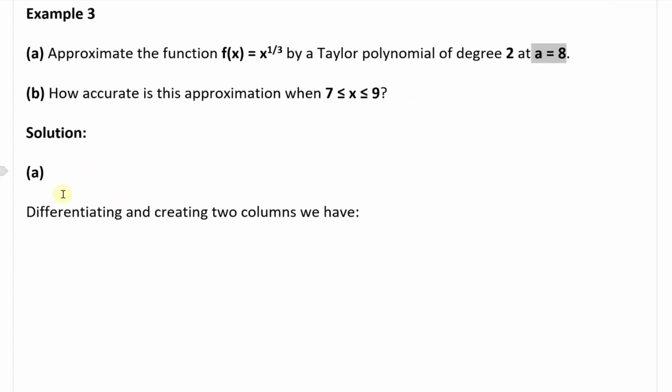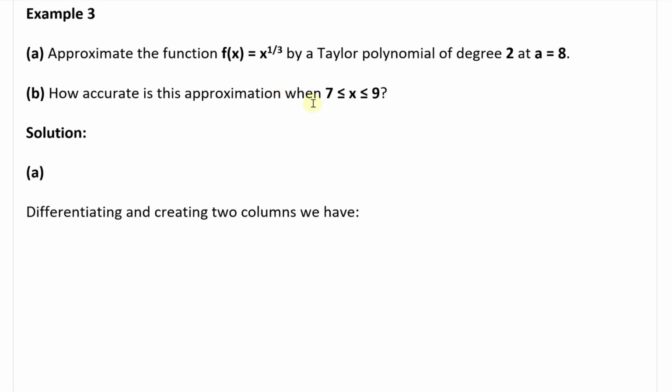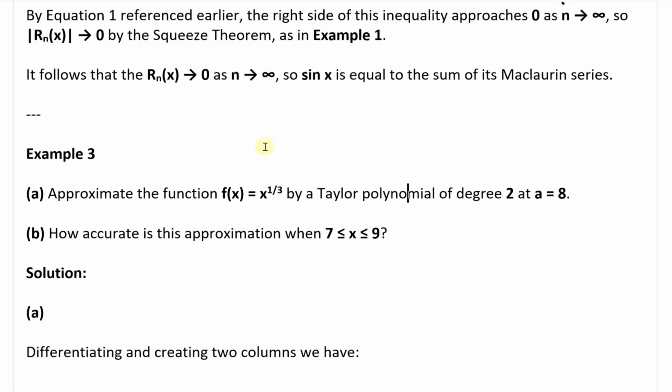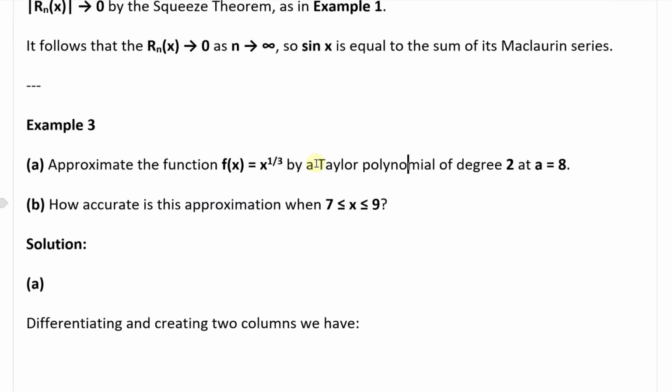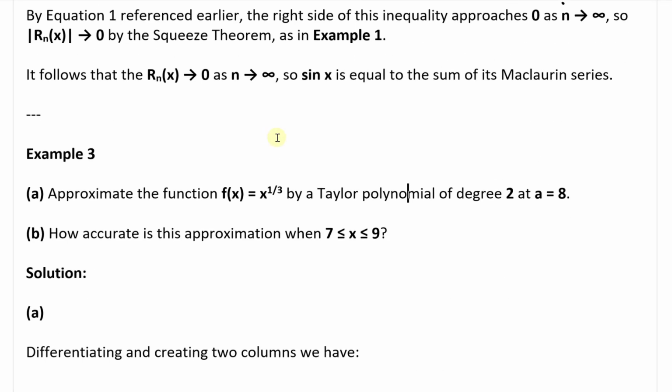So part A, let's just differentiate, creating two columns, because we want to approximate this function by a Taylor polynomial of degree 2. We're actually going to take the derivative up to the third degree because, recall, for the approximation we need the n plus 1 derivative. So we want the degree 2 polynomial, and we need to approximate with the degree 2 plus 1, or 3.